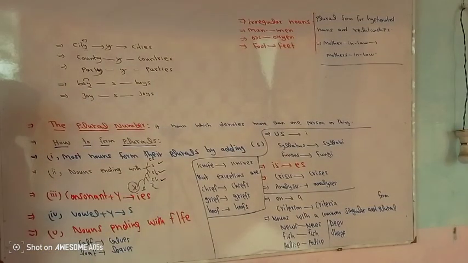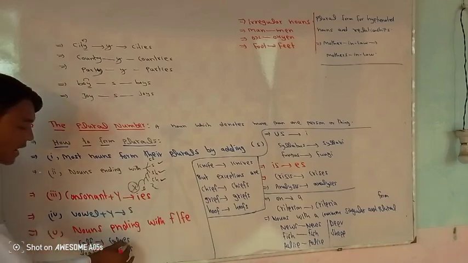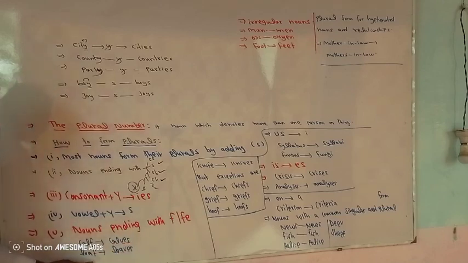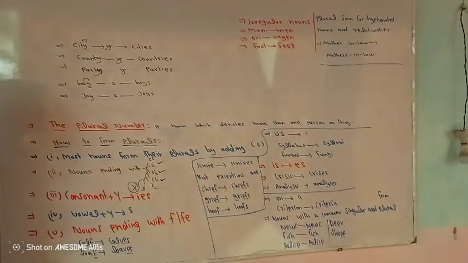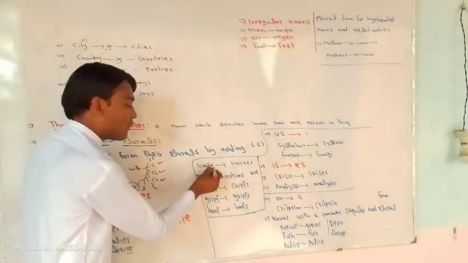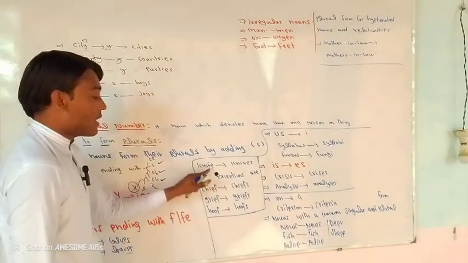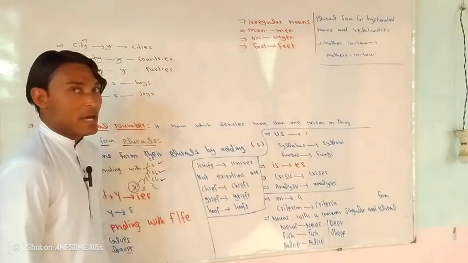Now let's talk about rule number 5. Nouns ending with f or fe. For example, we have the word calf. There is f, so we remove f and we add ves. And if here we have loaf, we remove f and we add ves. That is called loaves here. And if we have fe, we remove fe from knife and we convert it to knives.